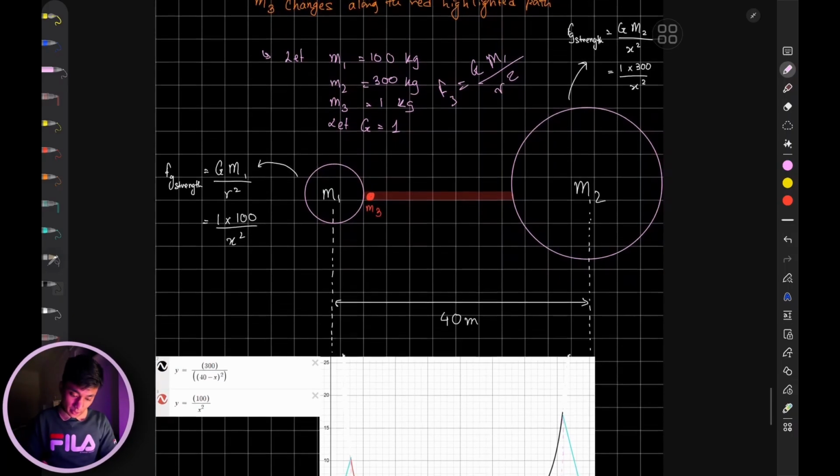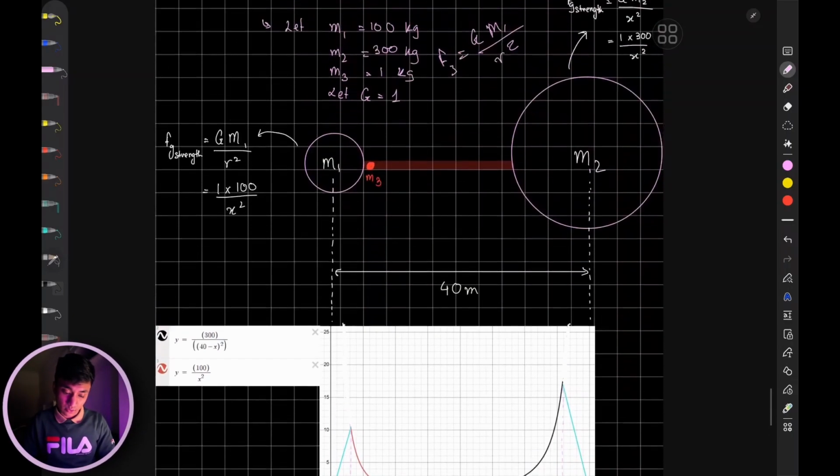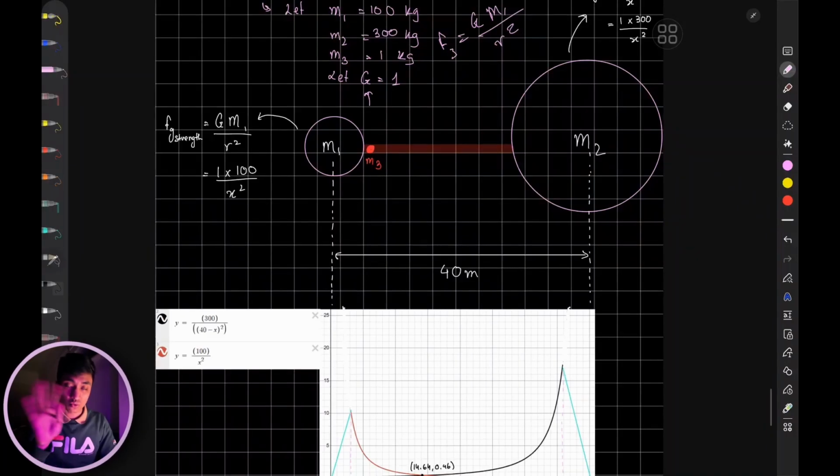Beautiful. So I'm positioning M1 and M2 40 meters apart, and G I'm considering as 1. So the gravitational constant is 1. Why and how can I do that? How dare I? Look, G can be anything. It's a constant.